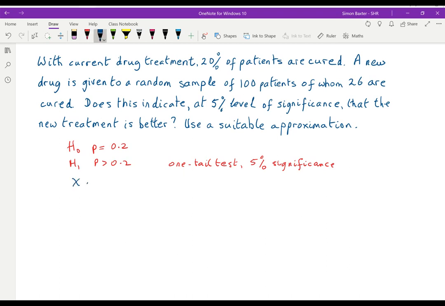X is the number cured in a sample of 100 patients.